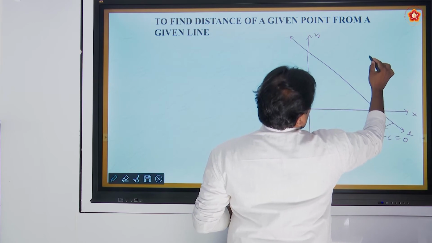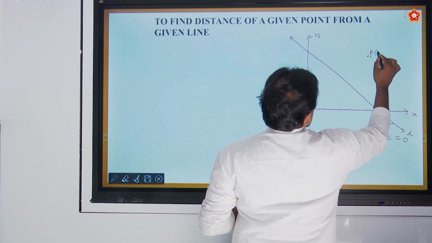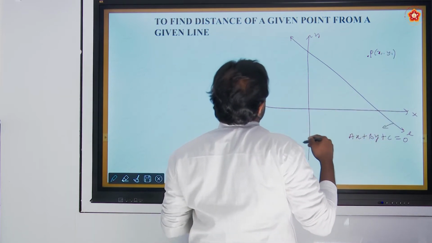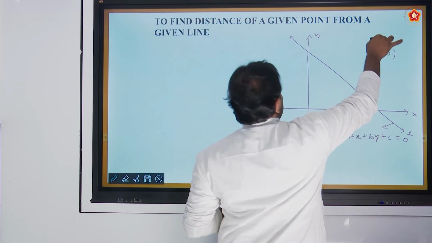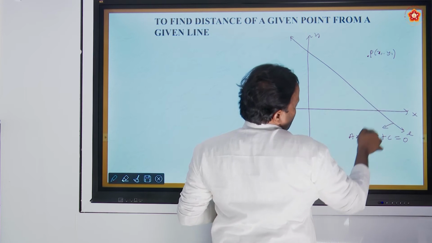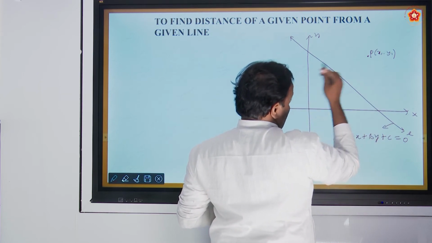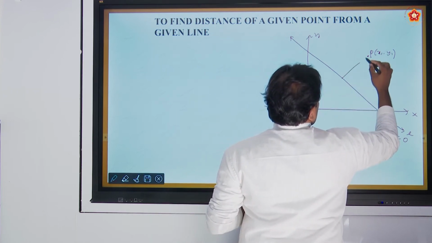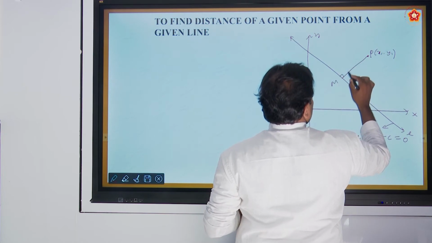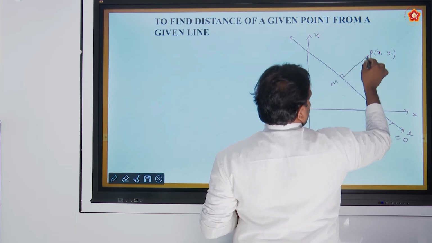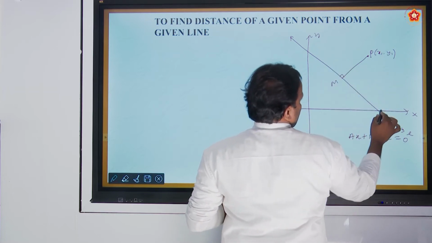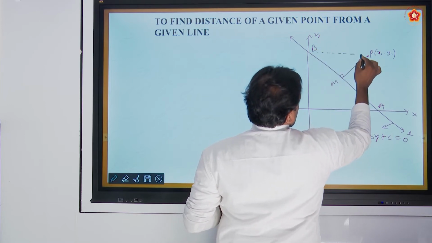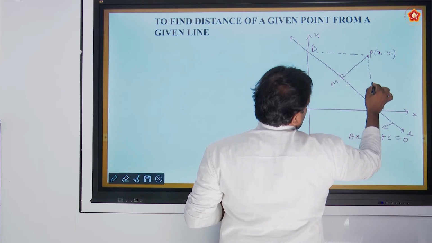And take one point here, any point. That point you say P(x1, y1). So what the theorem says is how to find the distance of this point from the given line. The line is ax plus by plus c equal to 0 and the point is P(x1, y1). So draw PM, you take M. This is perpendicular. Only then is it said to be the distance from line to point. Draw PM perpendicular to line L. You take this point as A and this point as B.